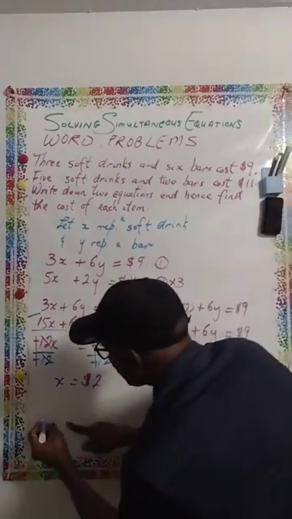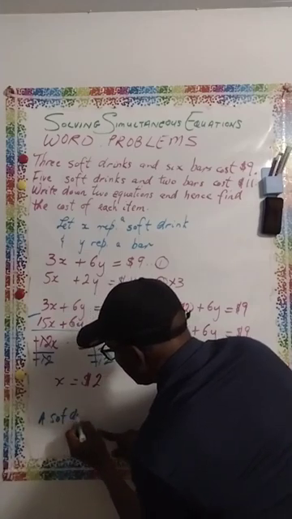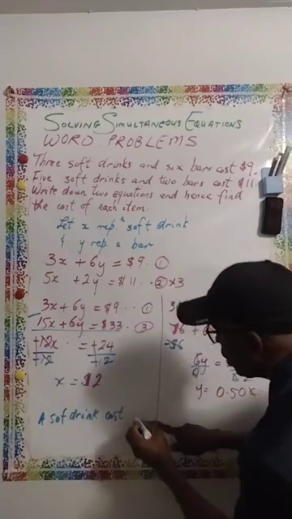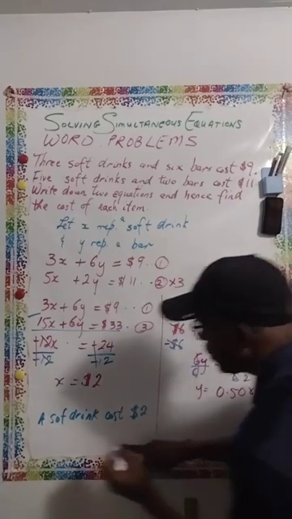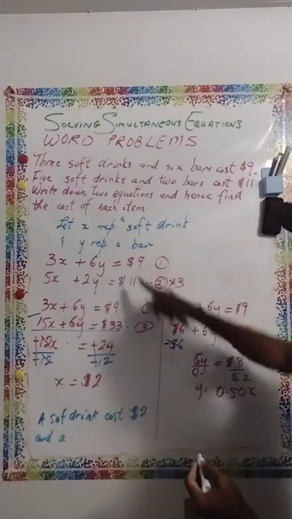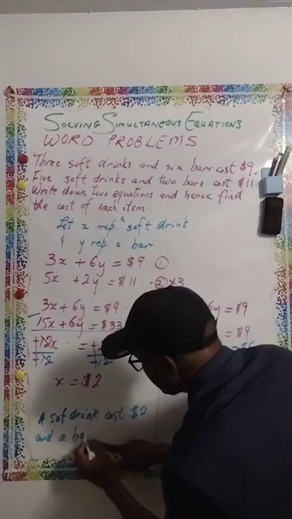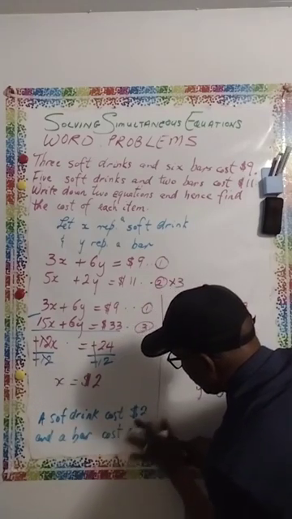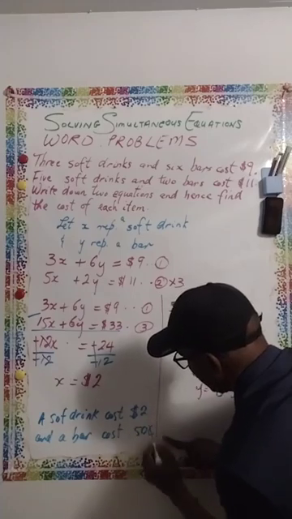So in other words, we can say that the cost of a soft drink costs $2, and a bar costs, let's say 50 cents. 50 cents, right?